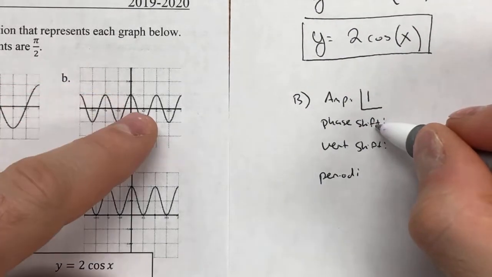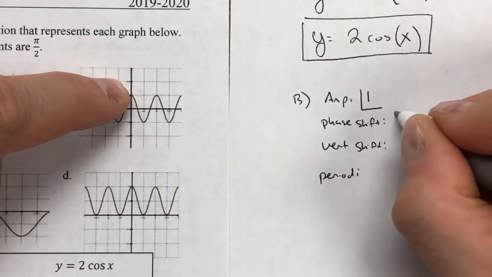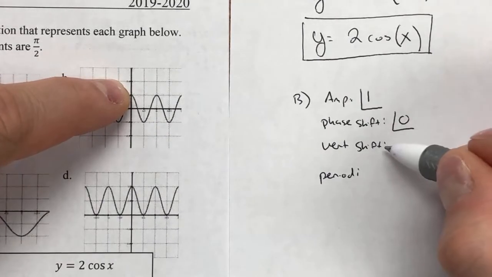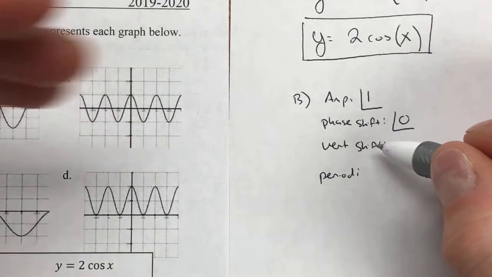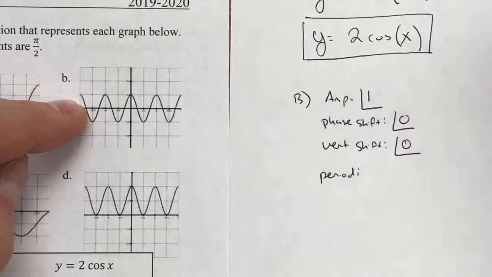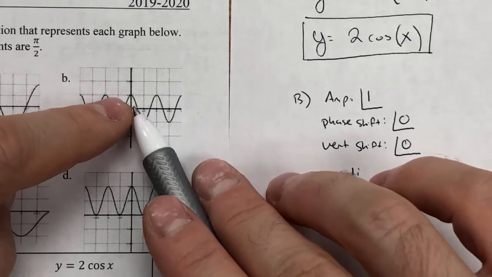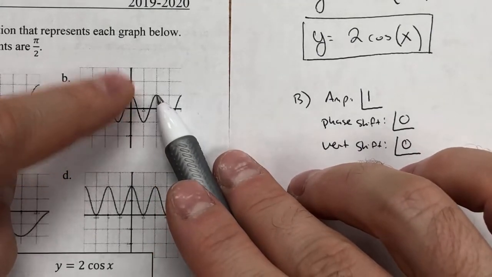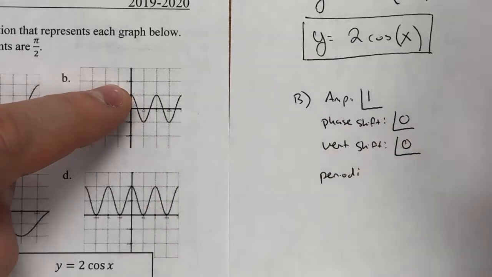The phase shift is how far left or right. Cosine always starts at a peak. That starts at a peak, so it hasn't moved left or right. The vertical shift is that midline. Has that moved up or down? No, we know the midline is right through the center of the graph still, so that vertical shift is still 0. And the period is how long for the graph to repeat itself. I go from peak to peak, from here to here, so it's pi over 2, 2 pi over 2, or just pi.